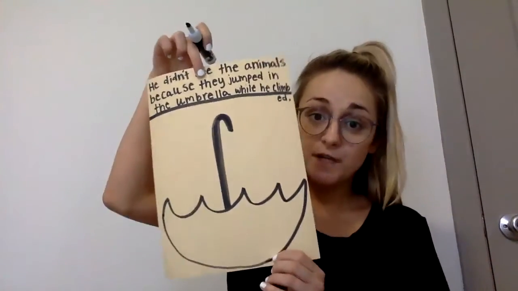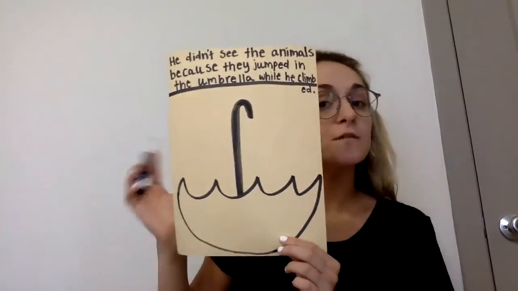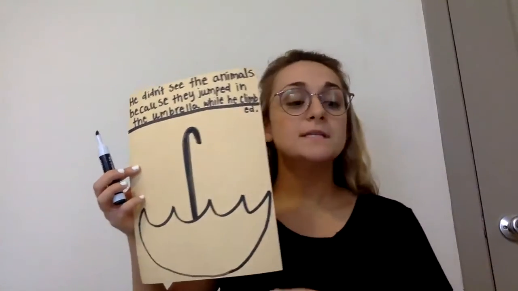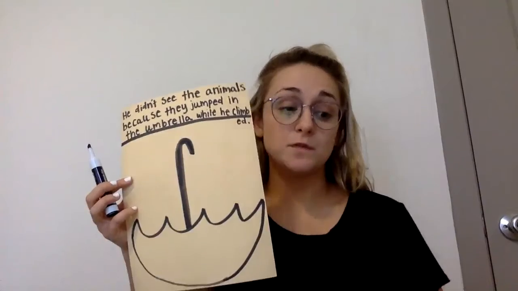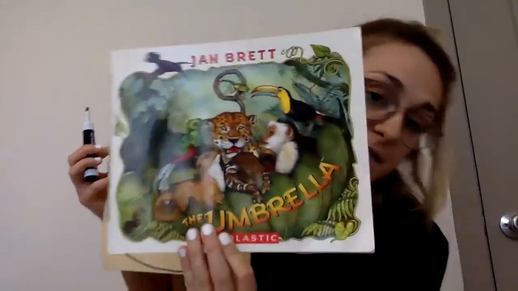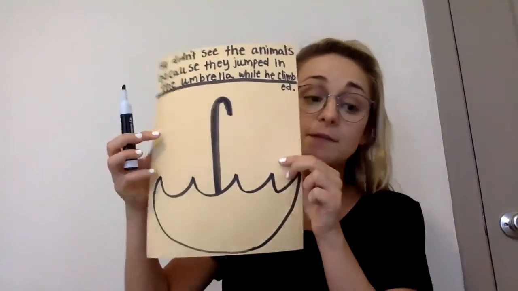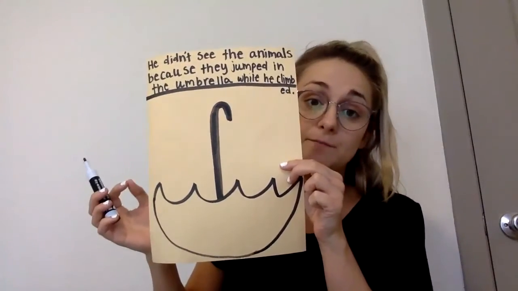And now, once you've finished your words and your umbrella, you are going to draw some of your favorite animals in the umbrella. Miss Navarro is going to choose some animals from the story. You saw in the story all of these animals. And you can always replay to jog your memory. But Miss Navarro is going to choose about 4 animals from the story to draw in her umbrella. And then I'm going to color my umbrella green.